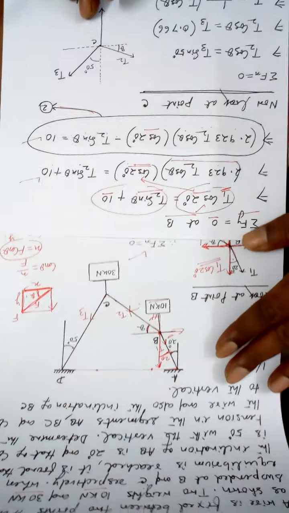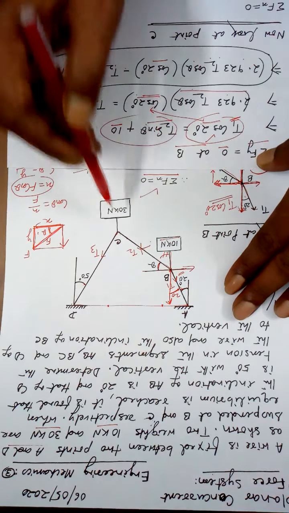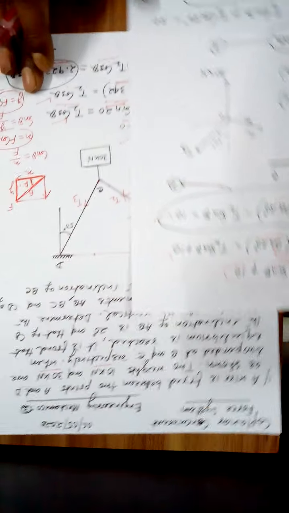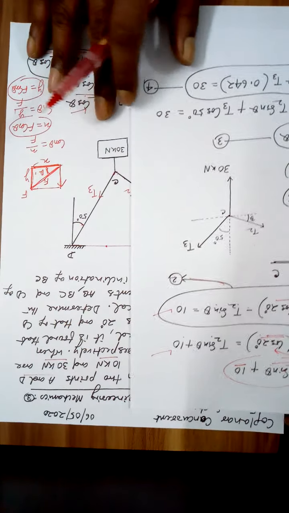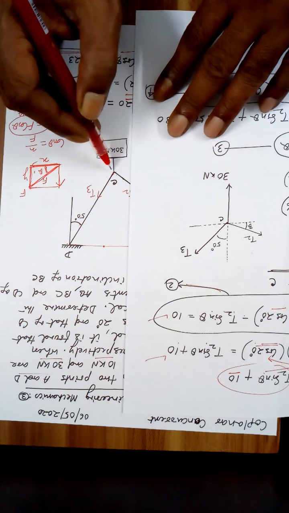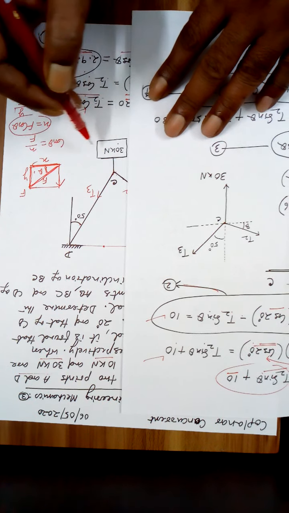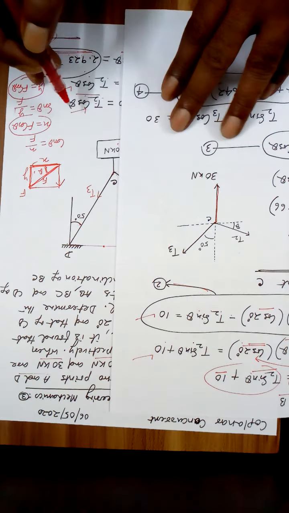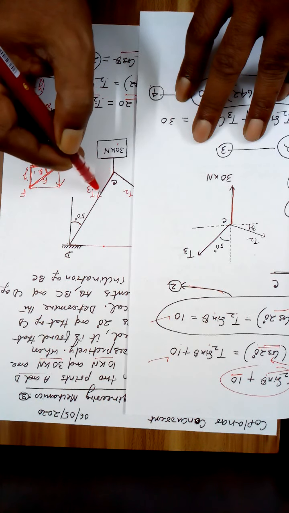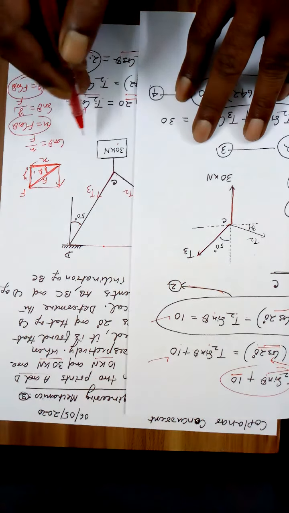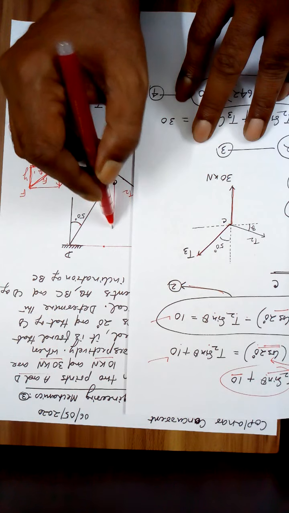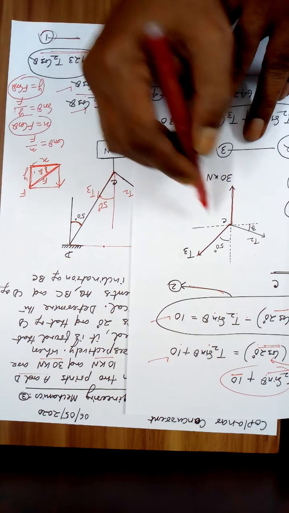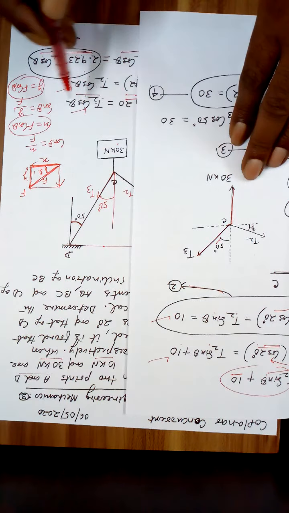Now similarly look at the point C. If you look from C, 30 kilonewton is downward. This is your T3. If you draw a line like this, the angle is given as 50. So this will be also 50. So that is what I have shown here.